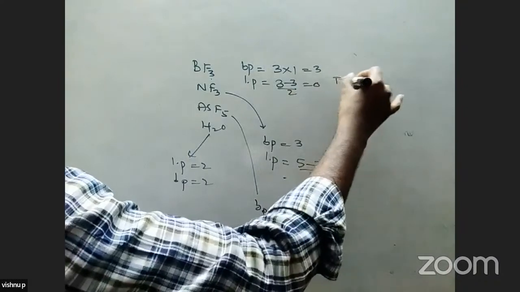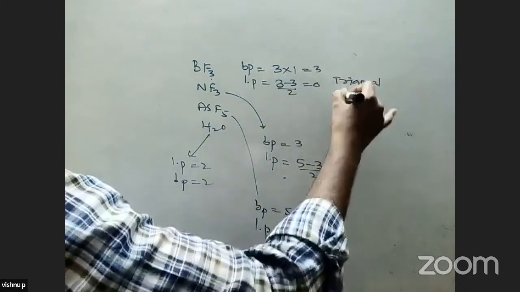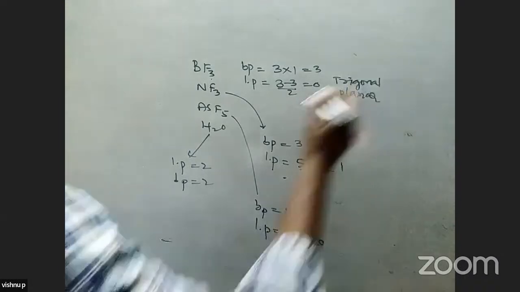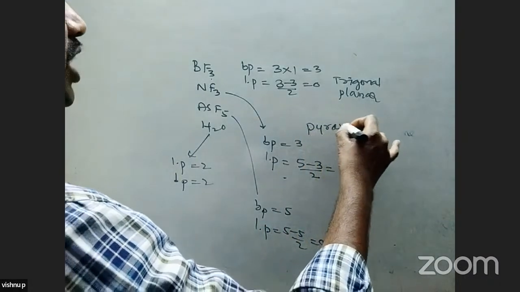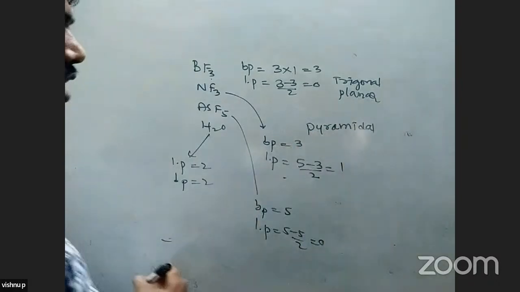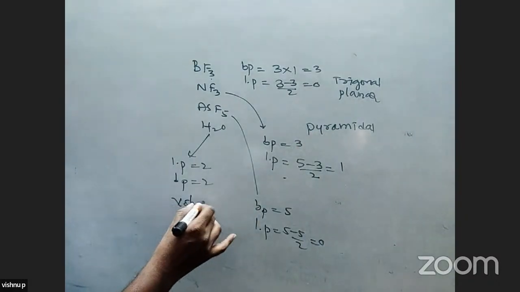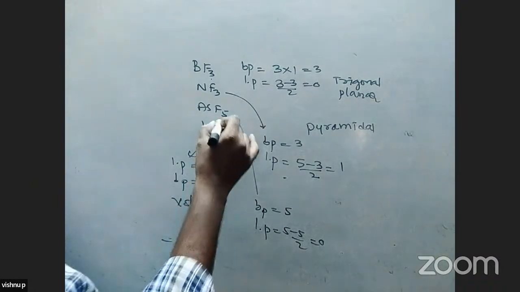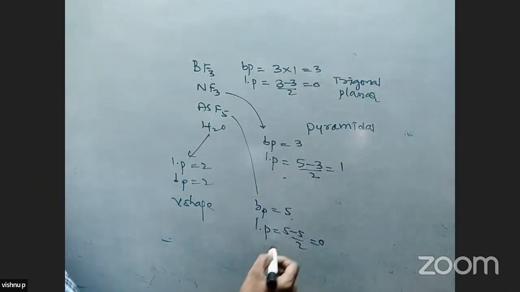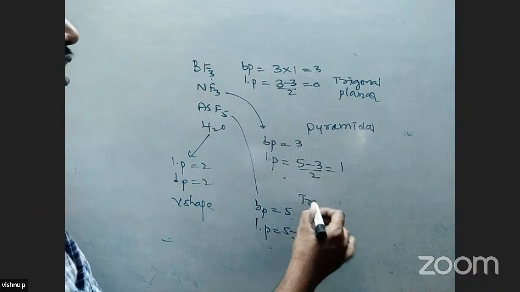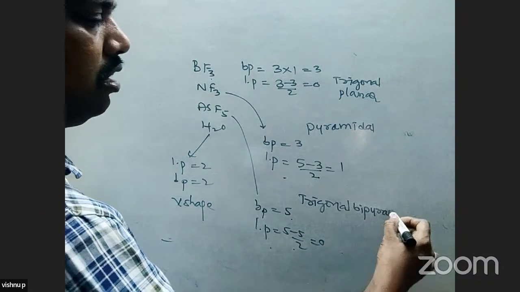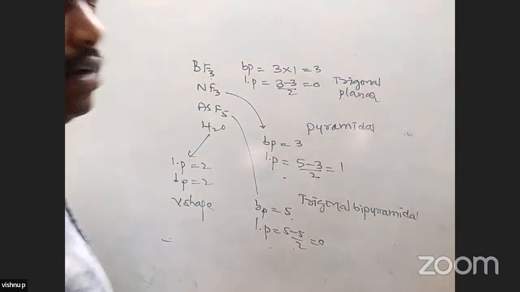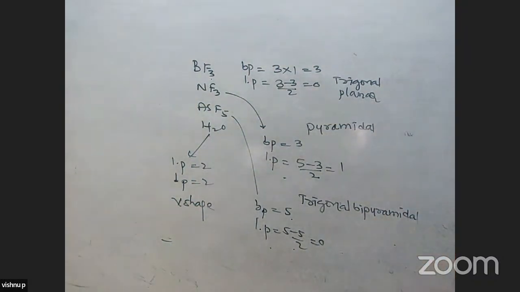It is trigonal planar. NF3, one lone pair and 3 bond pairs are present. What is the shape? Pyramidal shape. H2O, V shape or bent shape. And AsF5, 5 bond pairs, no lone pairs. Structure is trigonal bipyramidal. This is a way to find out the structure of a molecule.